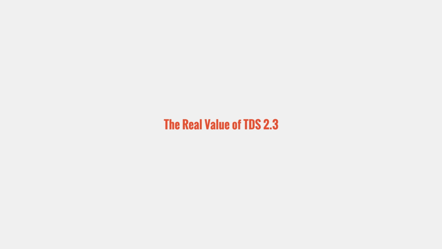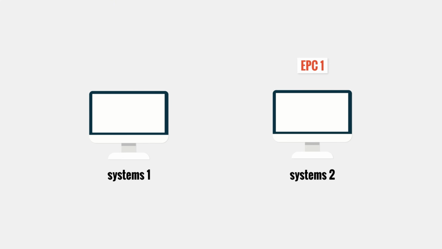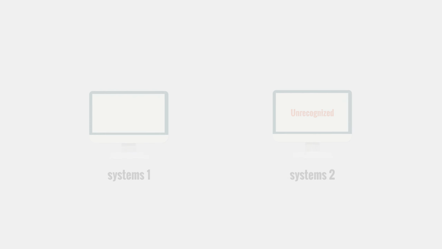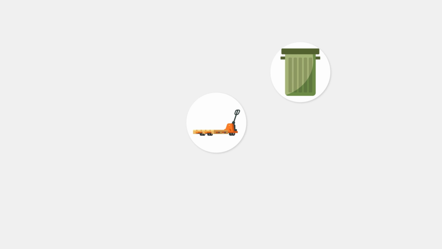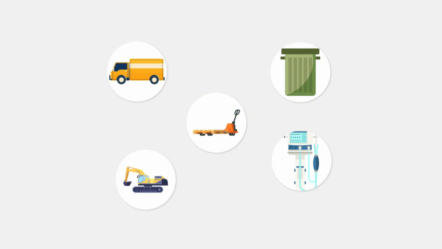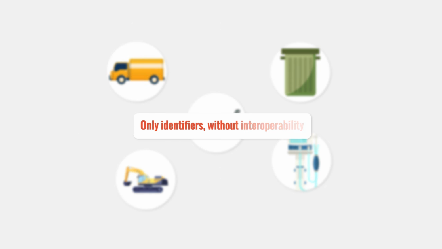So, in which scenarios can TDS 2.3 deliver real optimization value? The real value of TDS 2.3 appears when EPC identity needs to work across systems, across partners, and connect to more digital services. First, TDS 2.3 is useful when assets move across different organizations. For example, pallets, returnable containers, logistics units, rental equipment, or medical devices may be read by manufacturers, warehouses, transport partners, service providers, and customers. With traditional EPC use, each party may need its own database mapping to understand the asset.